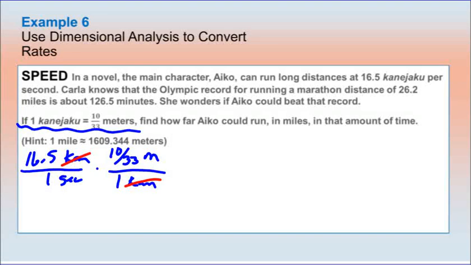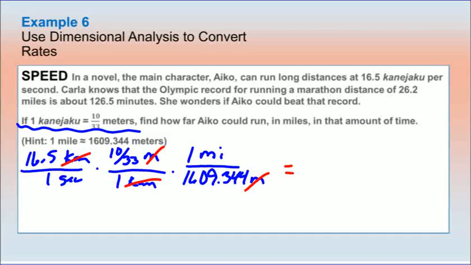Now I can convert meters to miles, and we're given that conversion. So we have 1 mile, and again, I want mine in miles on top. This is 1,609.344 meters. Labels divide out. And then we have miles per second. We're actually going to have to convert that to minutes as well. So we got 60 seconds in 1 minute. And so now our second labels divide out.